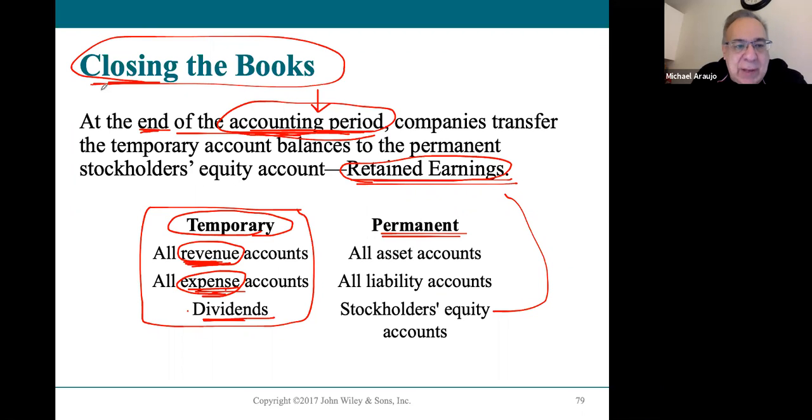So that's why this process of closing the books only applies to what we consider the temporary accounts: revenue, expense, and dividends. They're temporary because at the end of every year, we close them, so the very next year, we can keep a separate record.